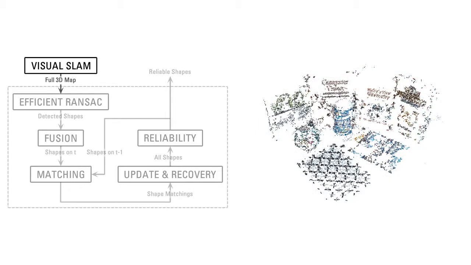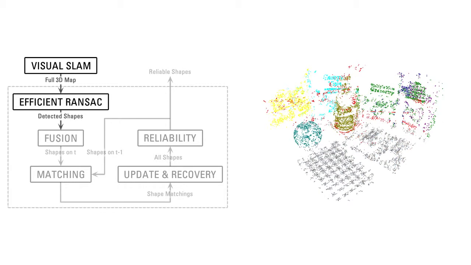When this system reaches a keyframe, it updates the map, which adds new points to it. Then, we use efficient RANSAC to detect the shapes every time we have a new map. However, some of the detected shapes may be wrong and are not reliable due to noisy input data or the small number of points on the map.